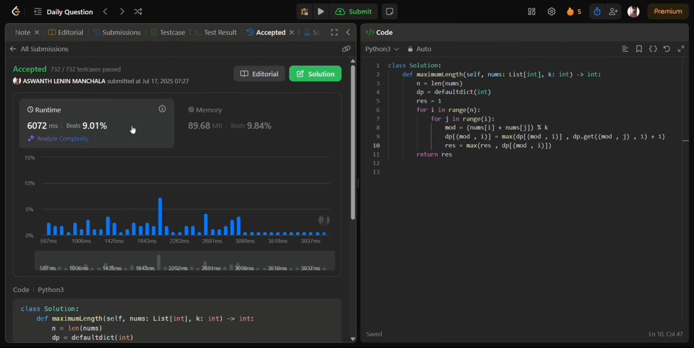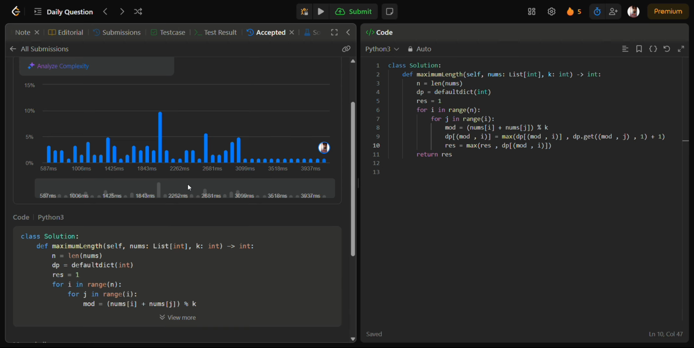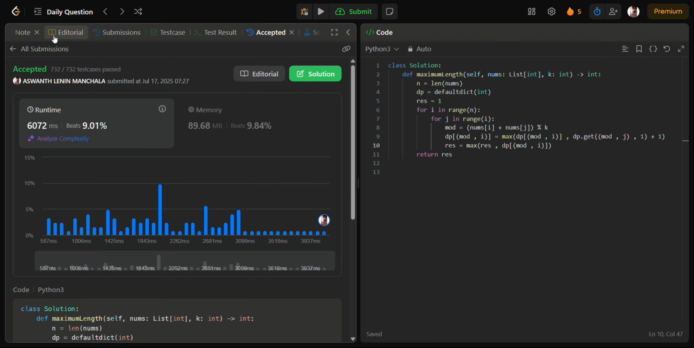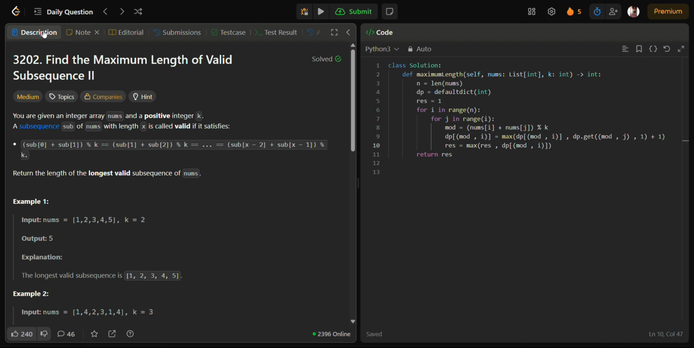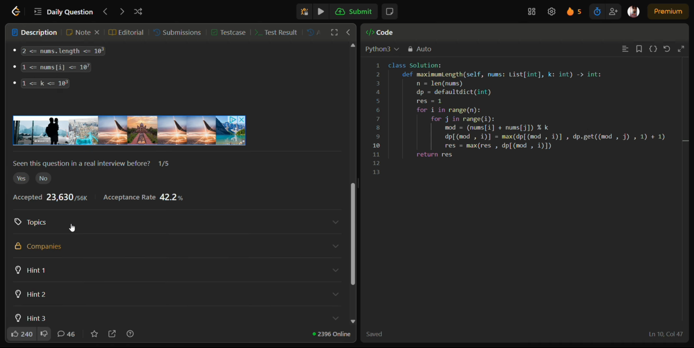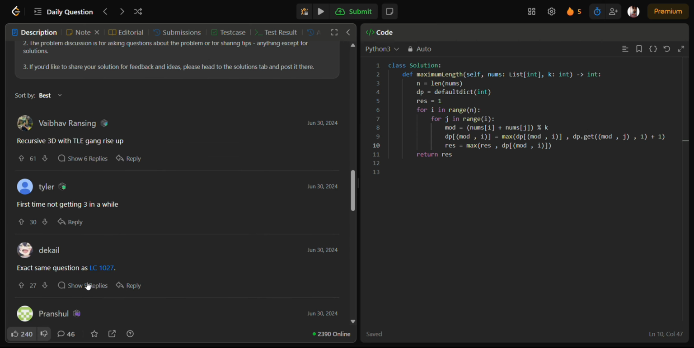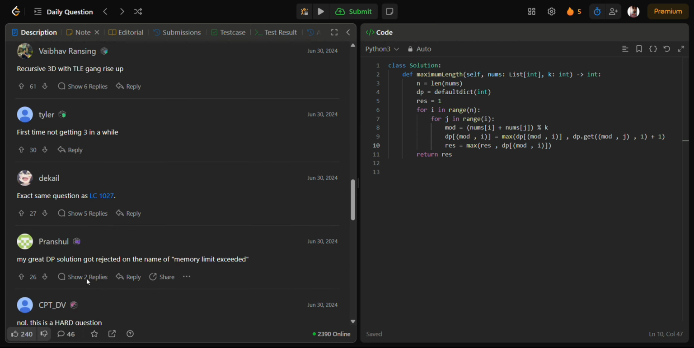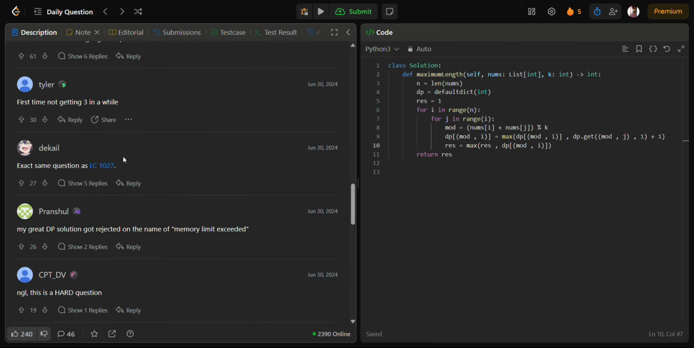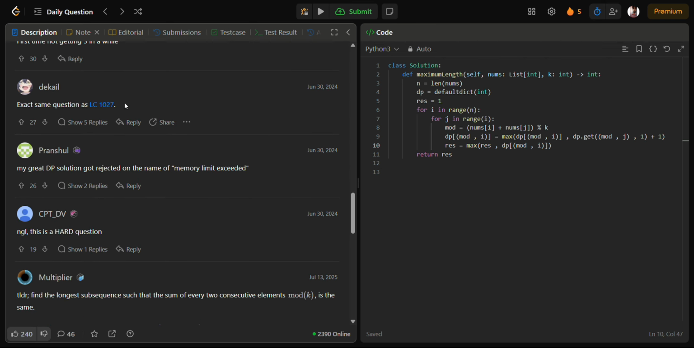repeated behaviors or constraints. And that wraps up our deep dive into LeetCode 3202, Find the Maximum Length of Valid Subsequence II. I hope this helped you not just solve the problem, but really understand the thinking behind it, from analyzing patterns between pairs to applying dynamic programming with hash maps in a clean, scalable way.